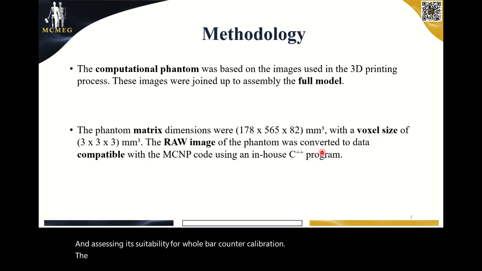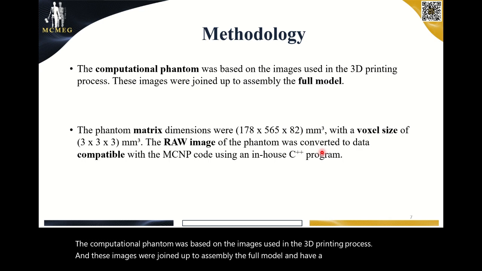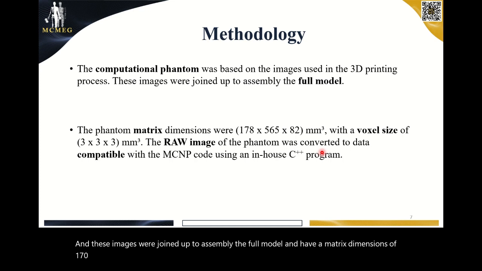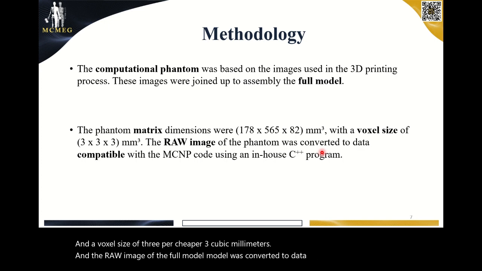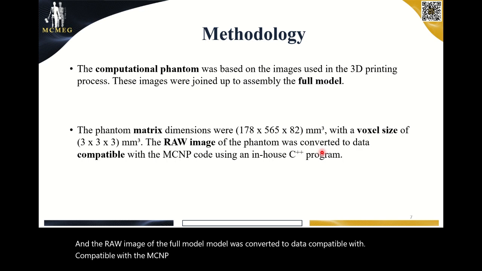The computational phantom was based on the images used in the 3D printing process, and these images were joined up to assemble the full model and have matrix dimensions of 178 by 565 by 82, and a voxel size of 3 by 3 by 3 cubic millimeters. The raw image of the full model was converted to data compatible with the MCNP code using an in-house program in C++.